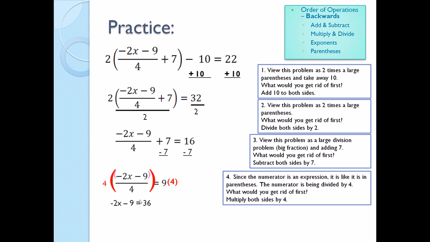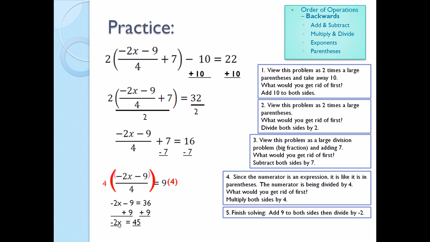It's like we're on the home stretch. It's like you can just speed through the final parts. Woohoo! All right, here we have a negative 2 times x, so I have multiplying, and I have take away 9. What do you get rid of first, multiplying or subtraction? That's right. The opposite of subtracting 9, we're going to add 9 to both sides of our equal sign. 36 plus 9 is 45.